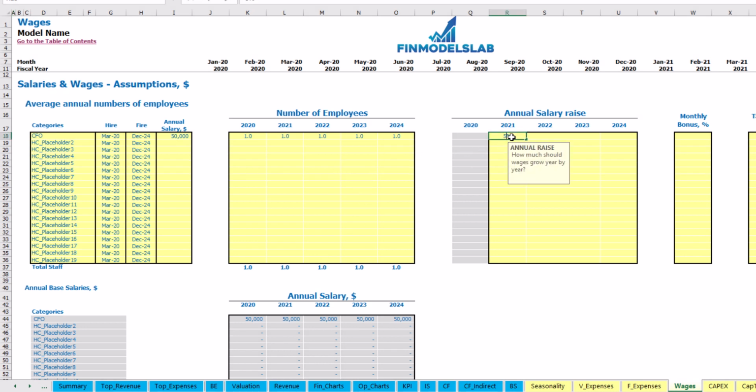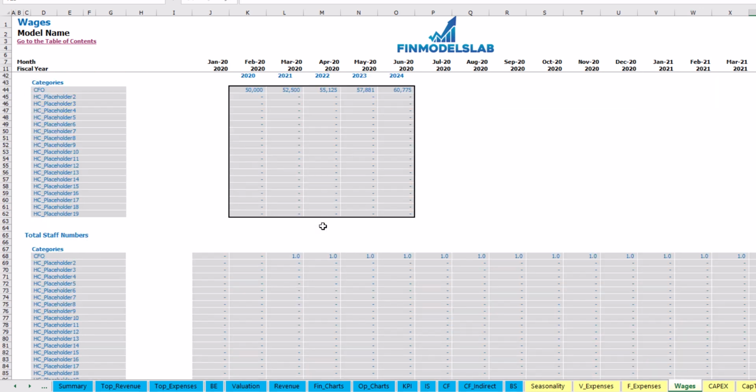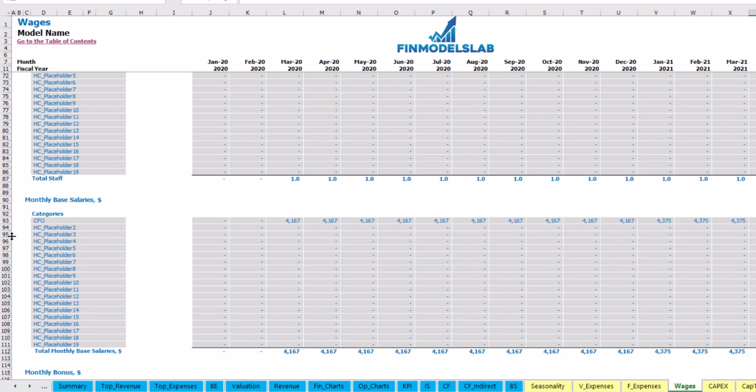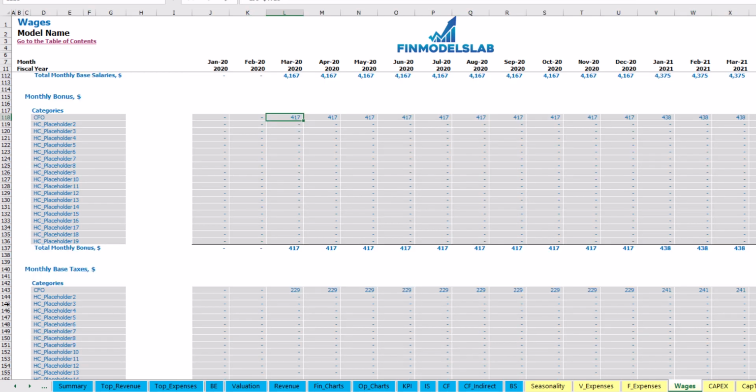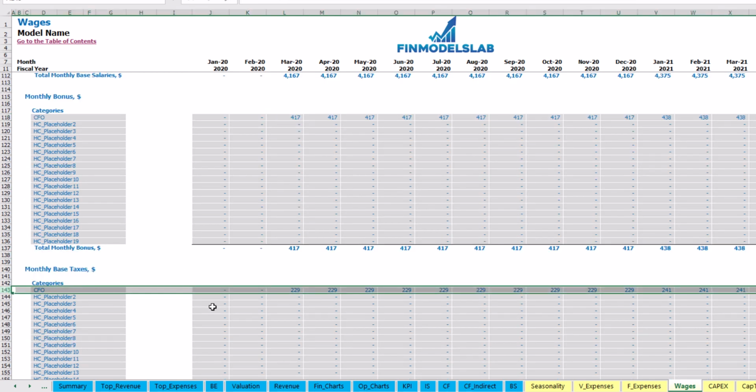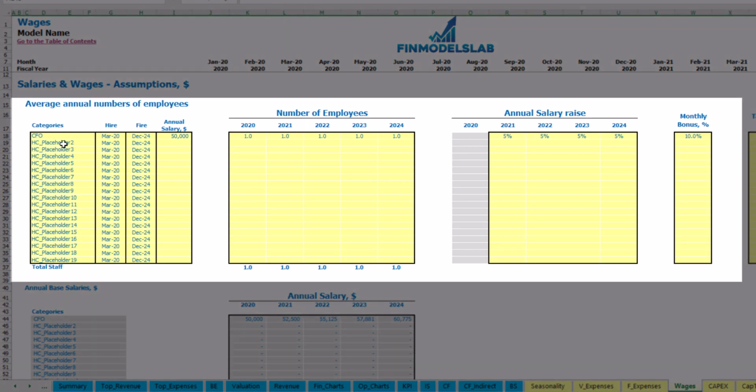Also, you can input 5% of salary growth rate. You may see the amounts by years connected to this annual salary and impacted by the annual salary rise. Let's set up a 10% monthly bonus and a 5% tax rate. So you may see below the calculation of salary broken down by months, the monthly bonus, which is 10%, and 5% of monthly taxes related to the payroll.